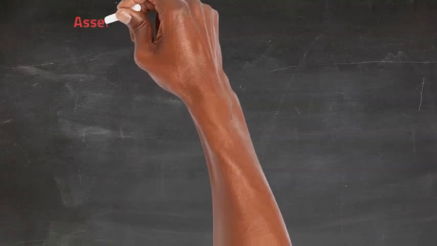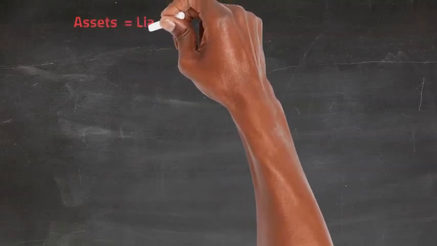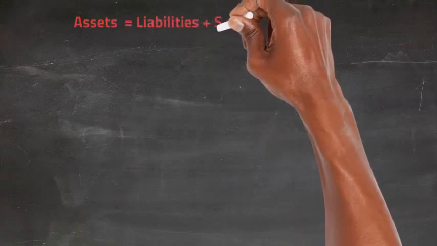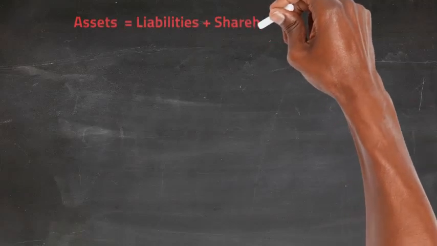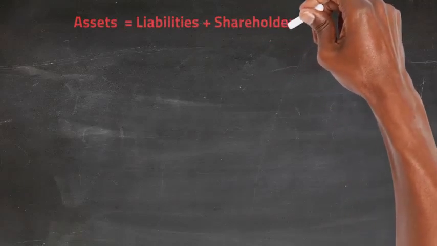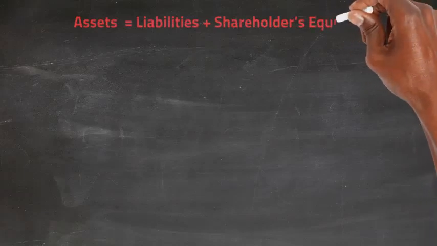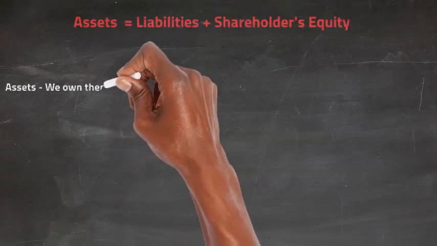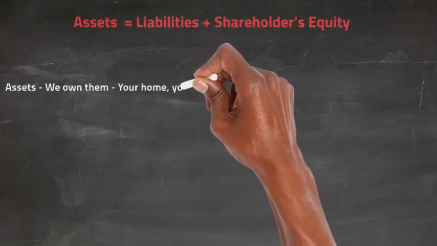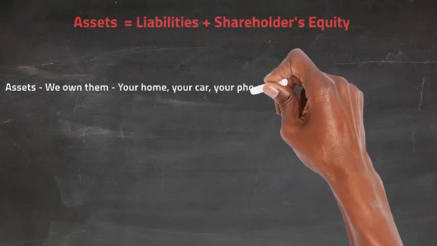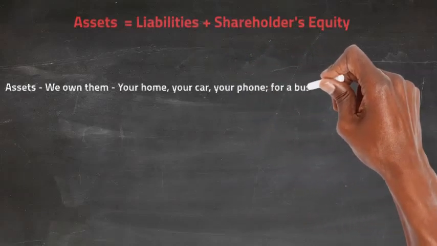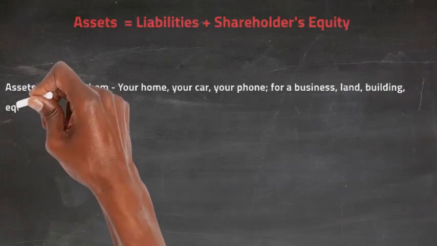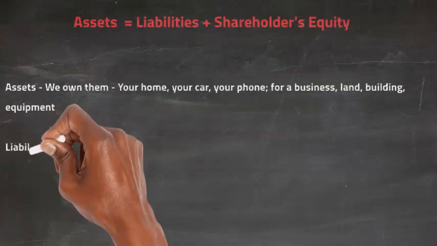First, we have the basic accounting equation. Assets equals liabilities plus shareholders' equity. In our business, we need to understand this as these are the guidelines in accounting. Assets are the things we own: your home, your car, your telephone. A business can have land, it can have buildings, it can have equipment, and so forth.